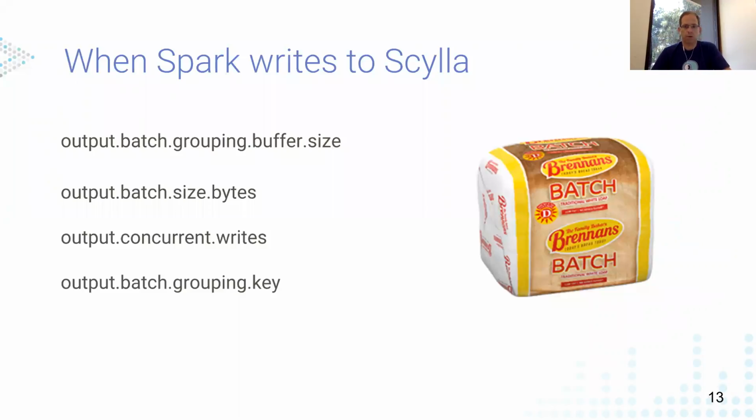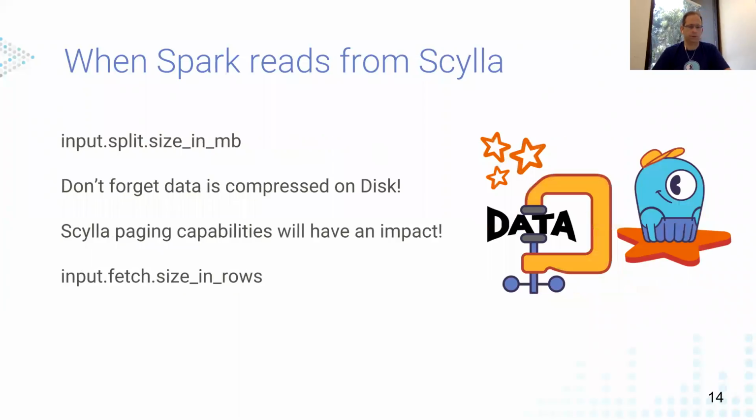Until now, we spoke only about the write processes. Let's look a little bit more into the read side. Okay, there we go. So when Spark reads from Scylla, it does it in chunks of 64 megabytes. That's the default.